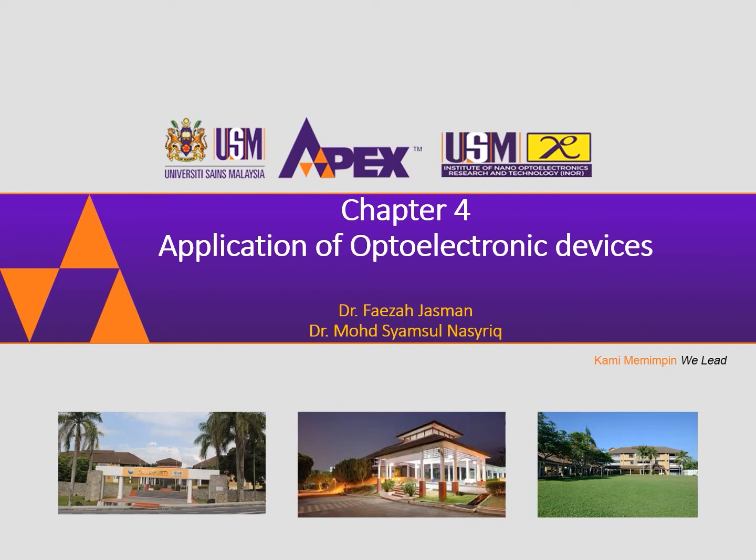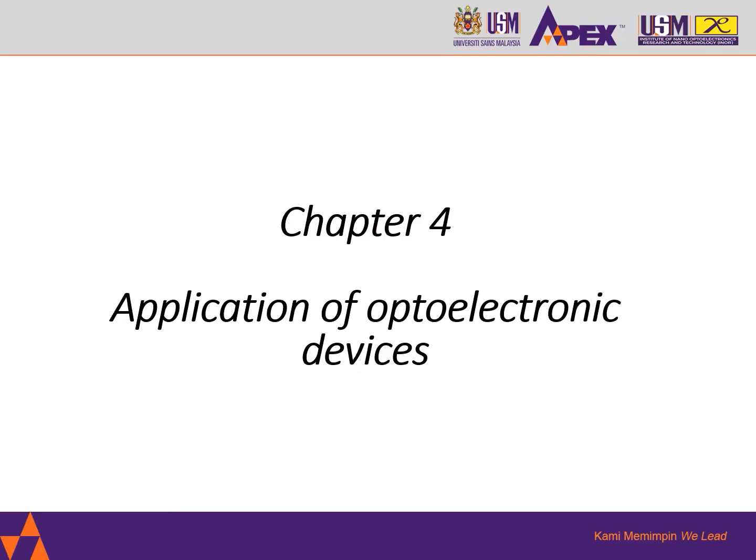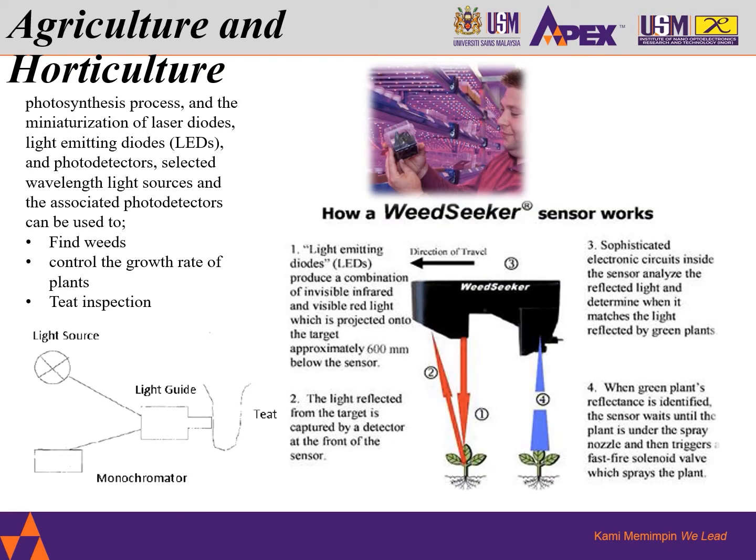Hello everyone. Continuing to our final chapter, agriculture and horticulture. From our knowledge about the photosynthesis process and the miniaturization of laser diodes, light emitting diodes (LEDs), and photodetectors, selected wavelength light sources and the associated photodetectors can be used to find weeds, control the growth rate of the plants, and also for teeth inspection.